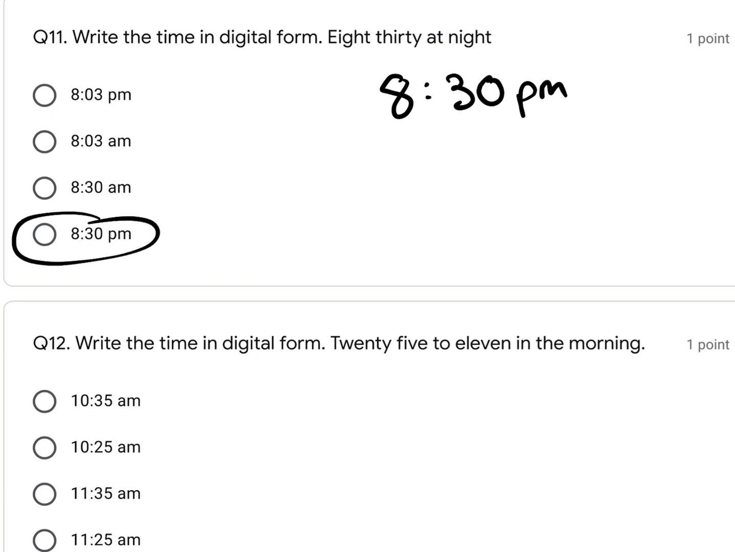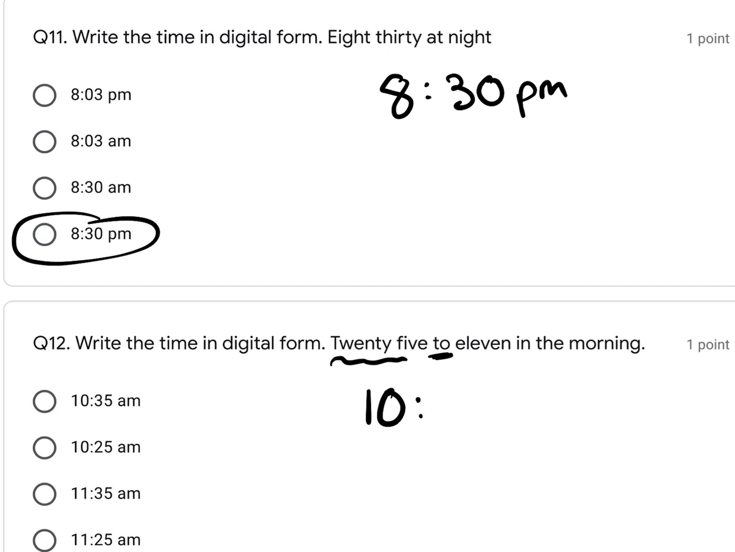And finally, question 12, 25 to 11 in the morning. So that means it's not 11 yet. We've got 25 minutes until or to 11. So if we're not at 11 yet, we must be in the previous hour. So before 11 is 10. So we're in the 10th hour. And it's 25 to 11. So we've got 25 minutes left until we reach the next hour.